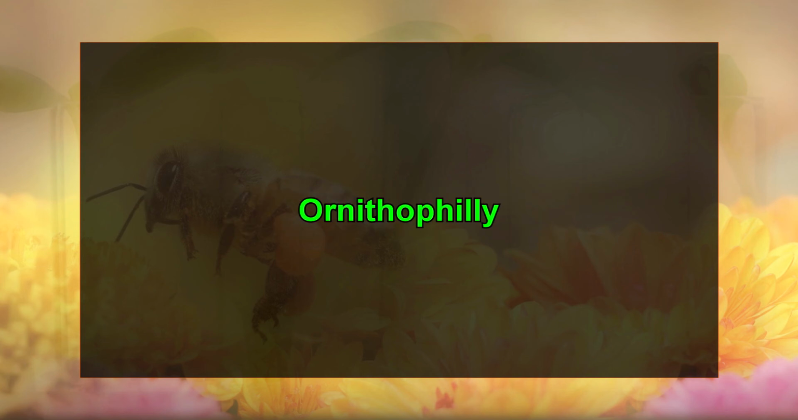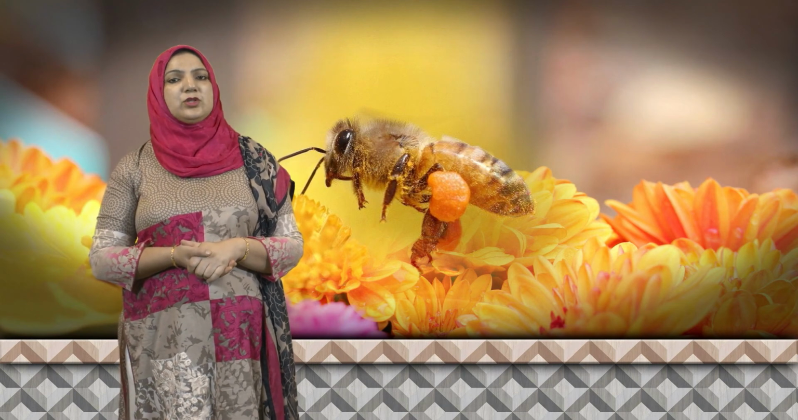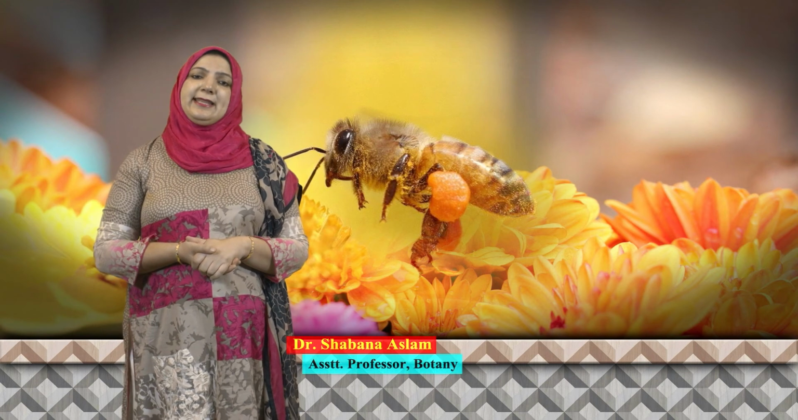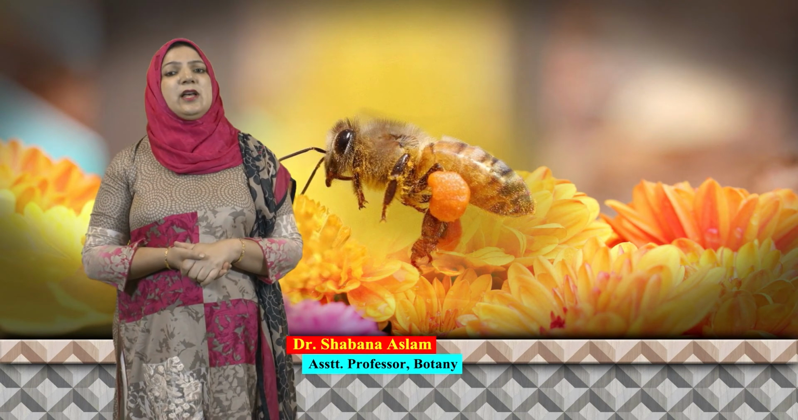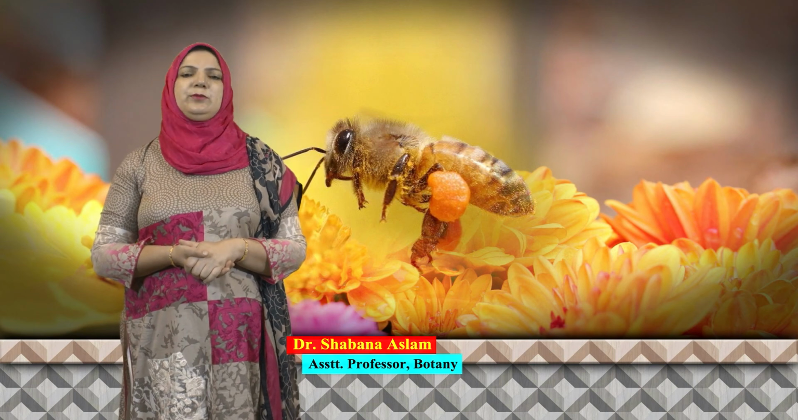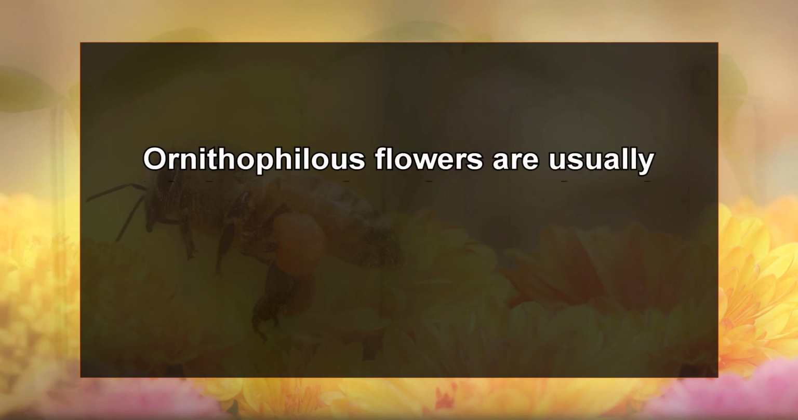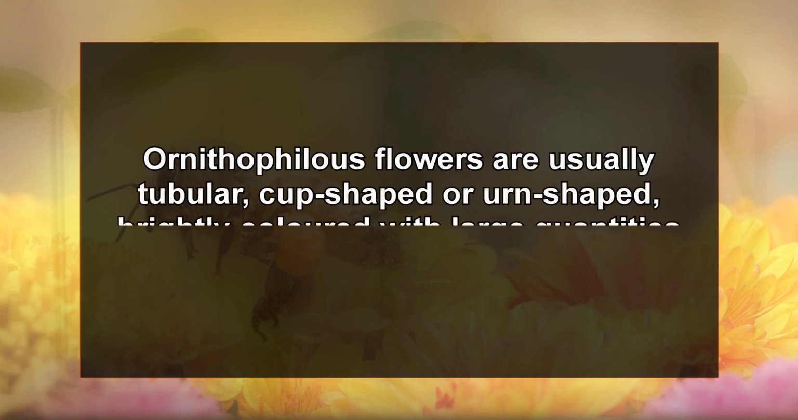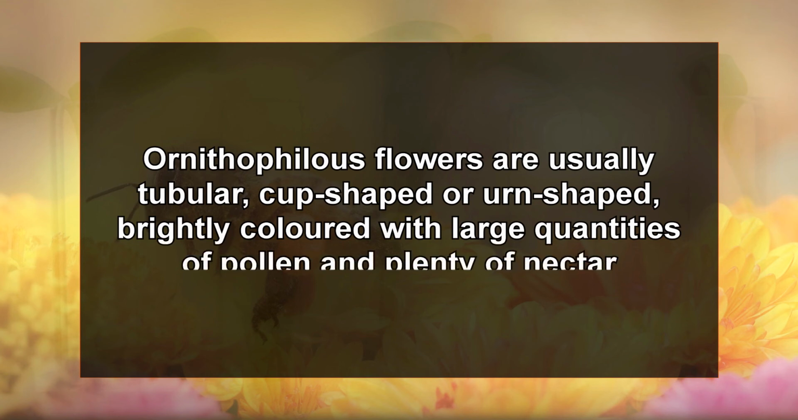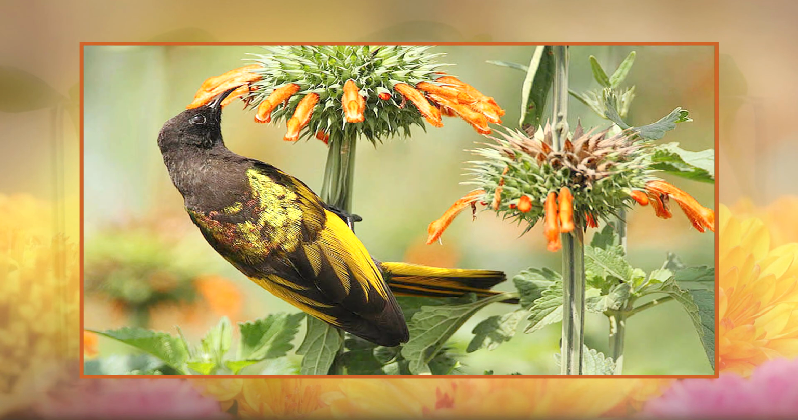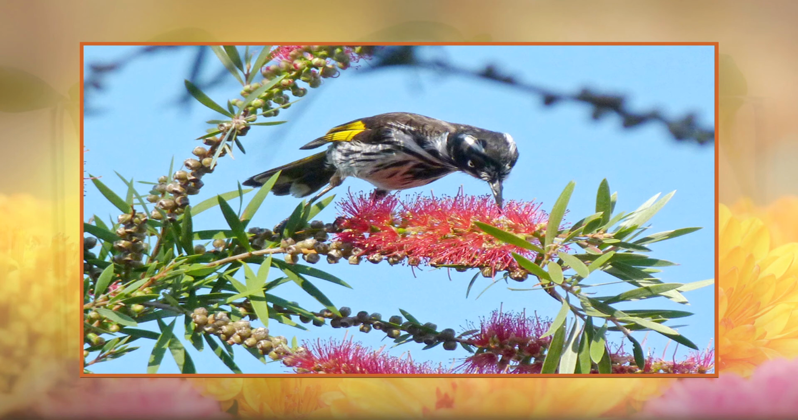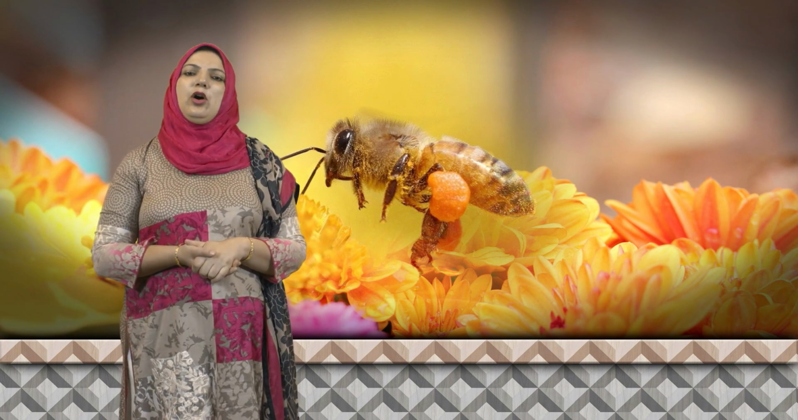Now, we have ornithophily. It is the transfer of pollen grains with the help of birds. In some parts of the tropics, birds are more important pollinators than insects. Small birds with long pointed beaks suck nectar from the flowers and bring about the pollination. Ornithophilous flowers are usually tubular, cup-shaped or urn-shaped, brightly colored, with large quantities of pollen and plenty of nectar. Hummingbirds, sunbirds and honey-eaters are some of the birds which regularly visit flowers. Nicotiana and Callistemon are the common examples of ornithophilous plants.